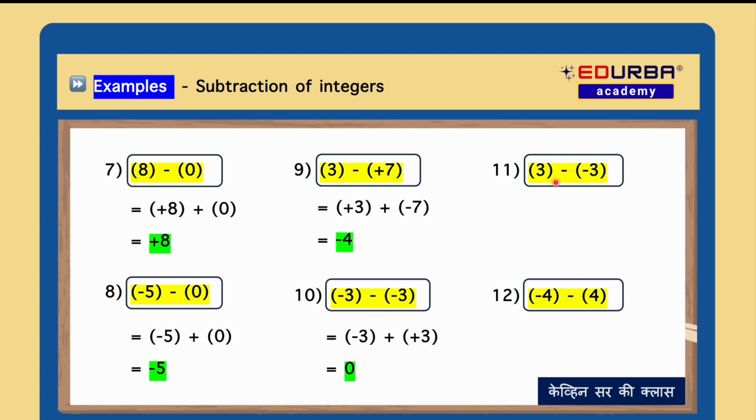Here we have plus 3 minus minus 3. So it becomes plus 3, minus becomes positive, minus 3 becomes plus 3. And we have plus 3 plus plus 3, which is plus 6. Here we have minus 4 minus plus 4. So minus 4 will be as it is, minus becomes positive, plus 4 becomes minus 4. Now here we have two minuses. So when we add two minuses, the sign will also be minus and we simply add these two numbers. So 4 plus 4 is going to be 8. So minus 8 is going to be your answer.